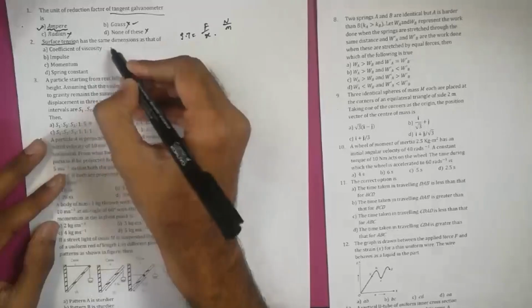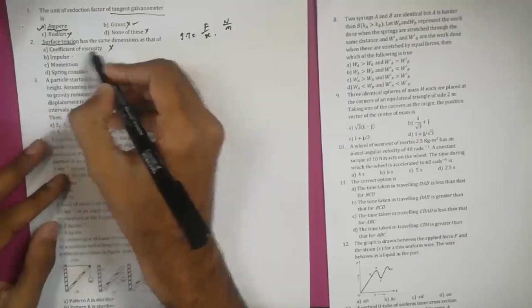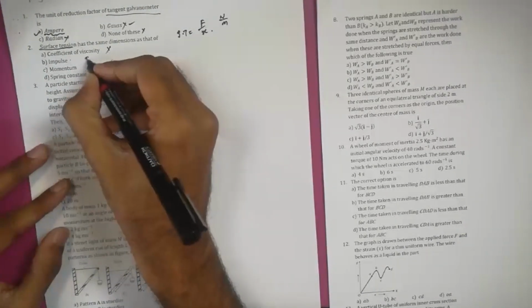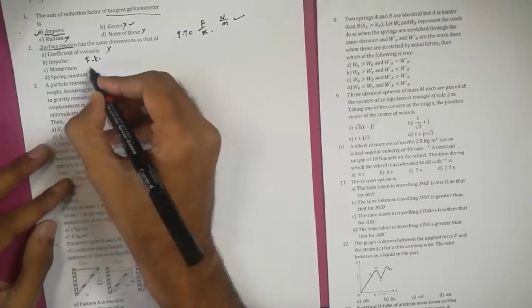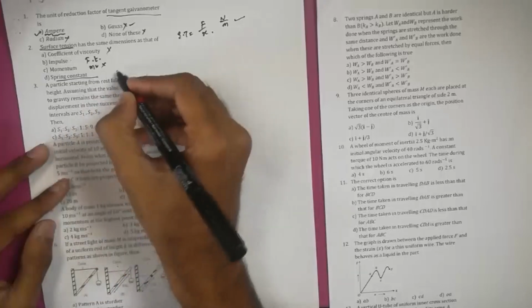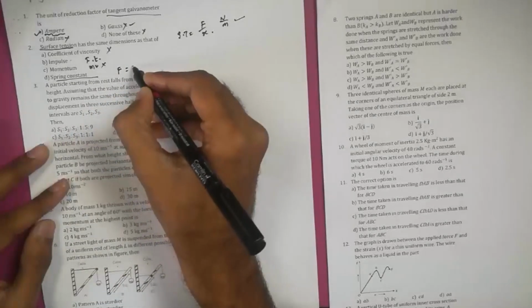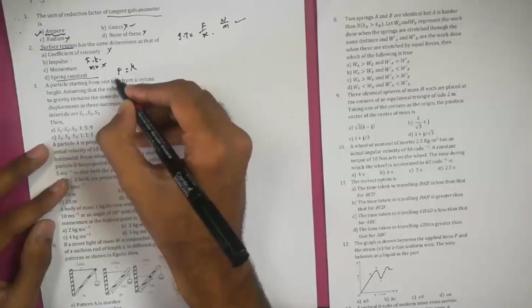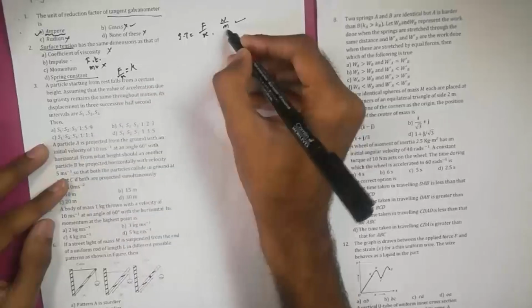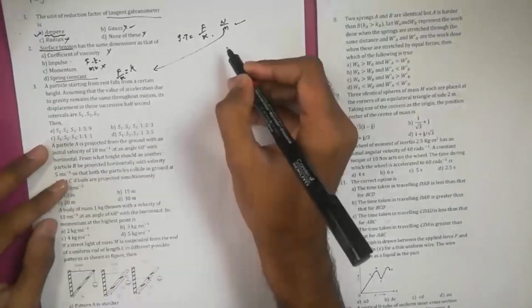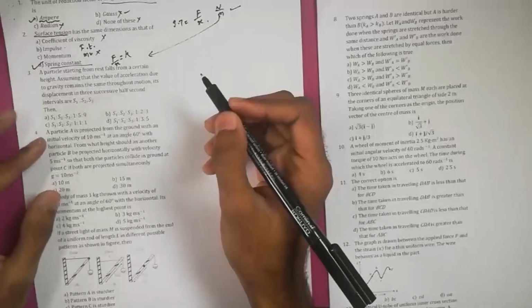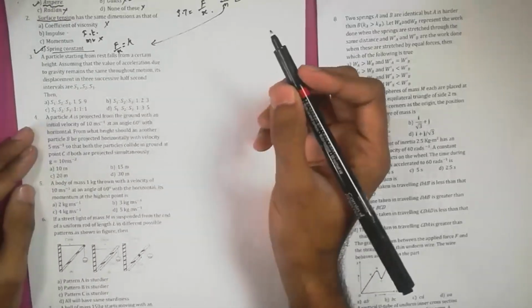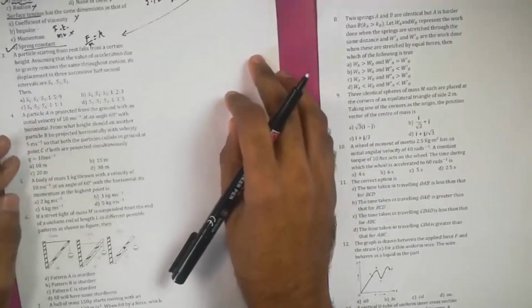Coefficient of viscosity, cancel. Impulse is basically nothing but force into time, which is again not similar to this one. Momentum is mass into velocity, not similar. Spring constant is nothing but force is equal to spring constant times displacement, so force upon displacement. So this matches with this one. So spring constant has the same dimension as the surface tension.